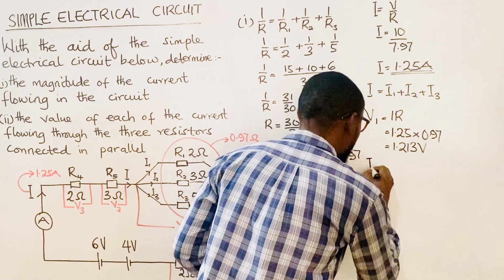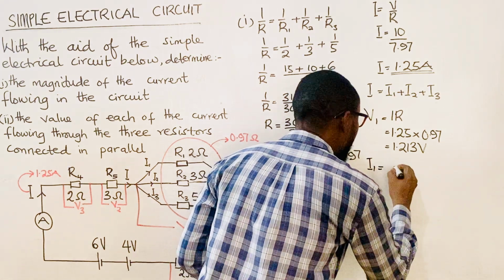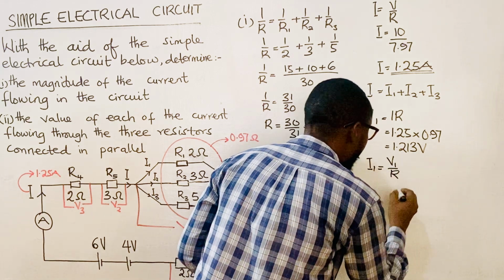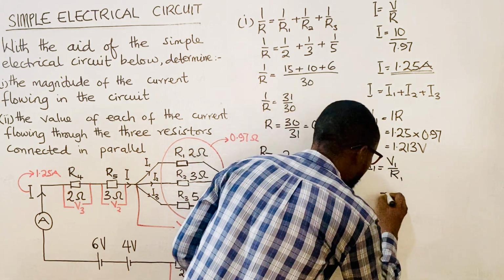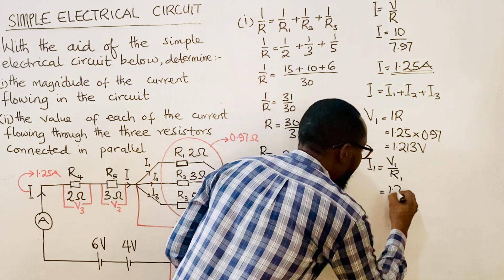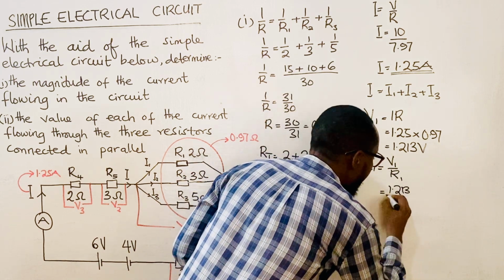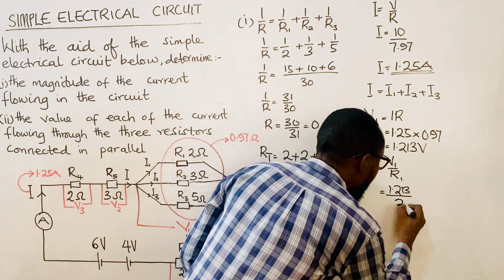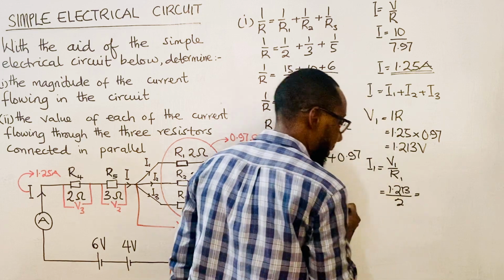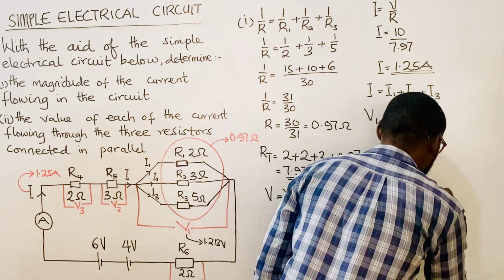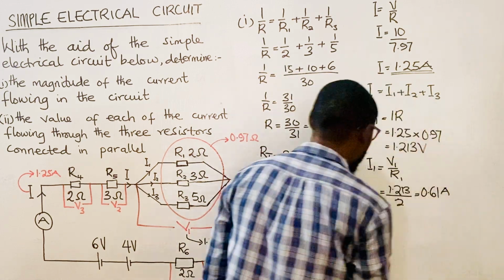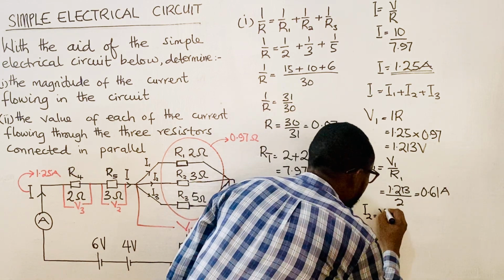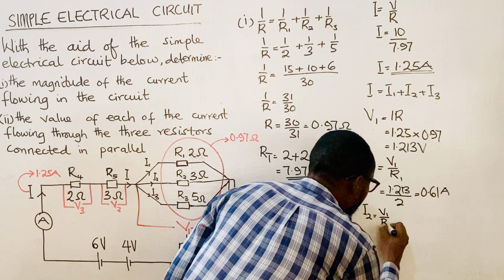So how do you go about that? My I1 is going to be equal to my V1 over my R1. So what's my V1? 1.213 volts over my R1. My R1 is 2 ohms. Okay, good. So what do I get from there? I have 0.61 ampere.